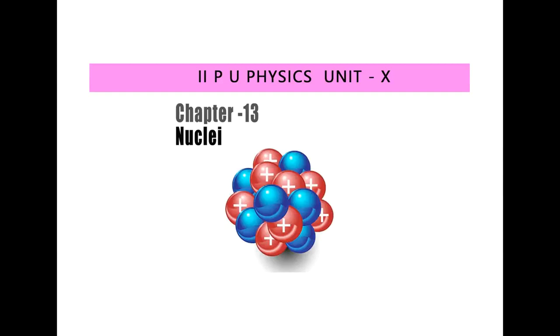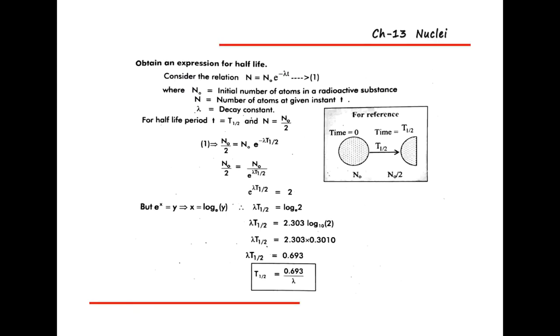So we are discussing chapter number 13, that is nuclei. We will study the expression for half-life. We should consider the previous expression, the relation N is equal to N naught e raised to minus lambda t. Suppose that is equation number 1.